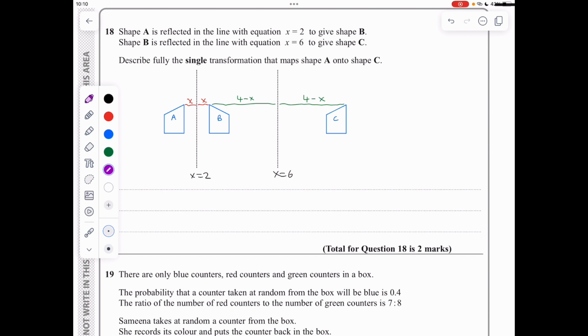So I can now consider the distance here, which will be x plus 4 minus x plus 4 minus x. Notice that, interestingly enough, the x's will cancel out and I'm left with 8. So irrespective of the distance I was to the left of the mirror line originally, the distance between the vertex here and its corresponding image here will always be 8. I notice that this looks like a translation. The orientation has not changed. We're not looking at an enlargement. We're not looking at a rotation. So it's a translation by the vector (8, 0).